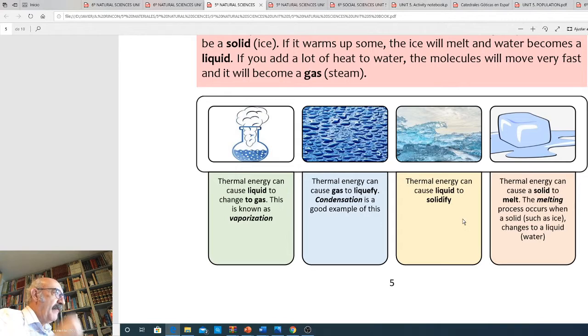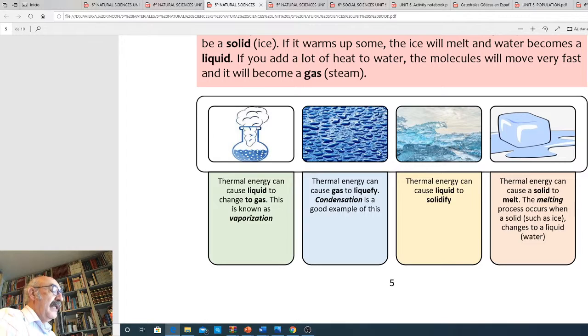Then you have thermal energy that can cause liquid to solidify. So when you put a glass of water in the fridge, and after a time you go to see it again, you can see it in the form of ice, and this is called solidification. Finally, thermal energy can cause a solid to melt. The melting process occurs when a solid, such as ice, changes to liquid water.